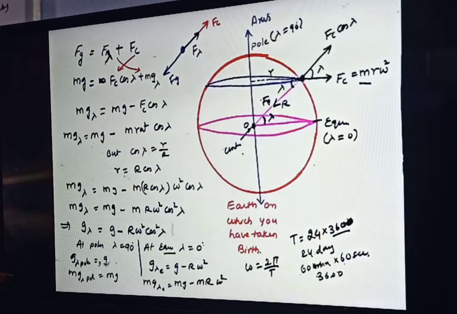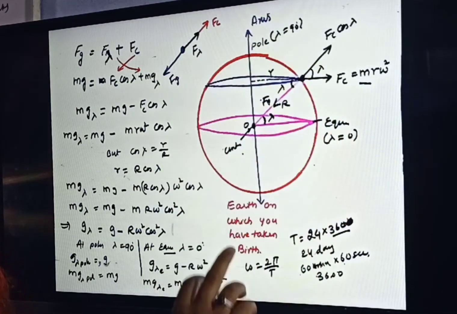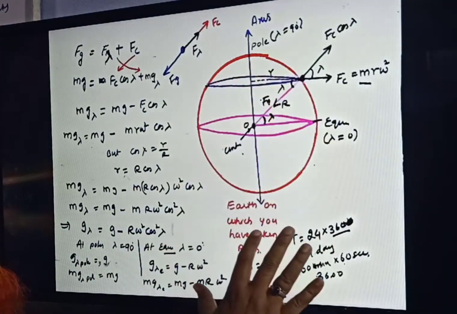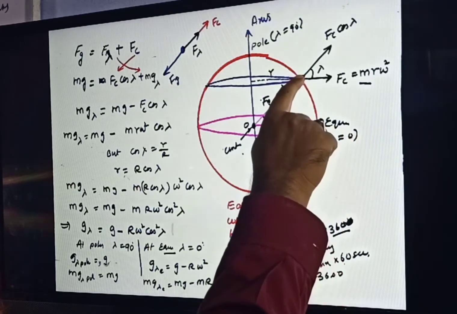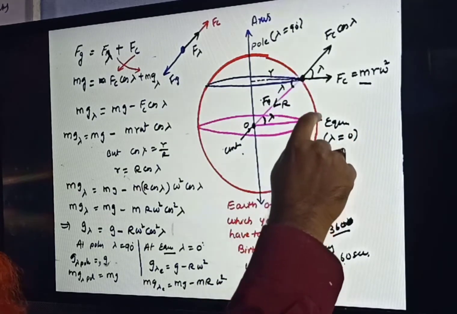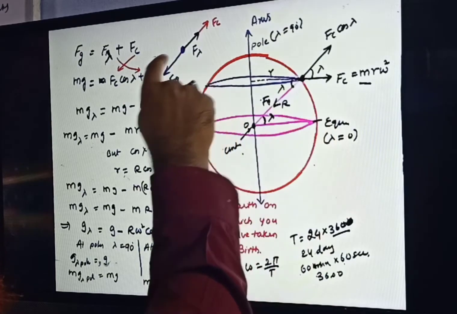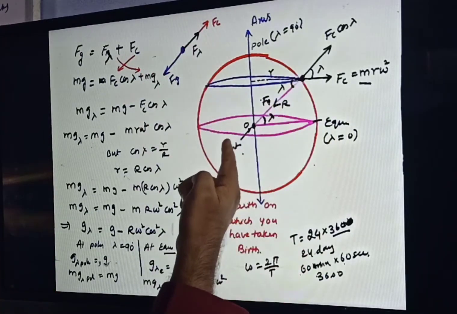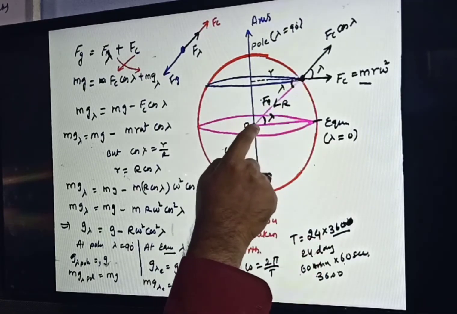See here, this is our earth on which you have taken birth. For example, the particle which was here has been shifted to here. Then what happens? How many forces are acting on that particle here? Let me show you separately. One is the gravitational force, acting towards the center of the earth.